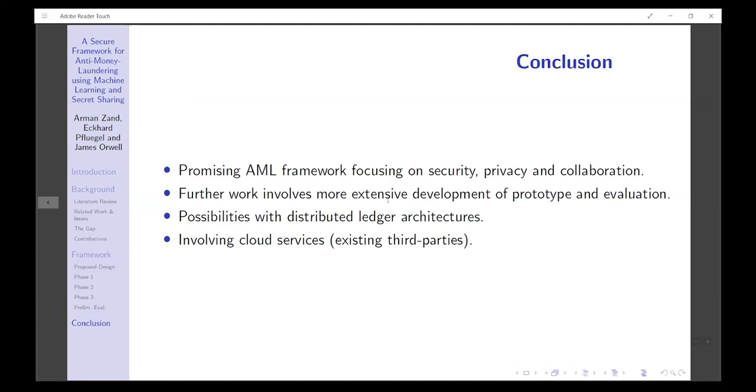So further work involves more extensive development of the prototype and evaluation. That is, more information can be derived from an encrypted transaction. You already have the time of the transaction, where you could see it as a tree of transactions. There's a number of children there.